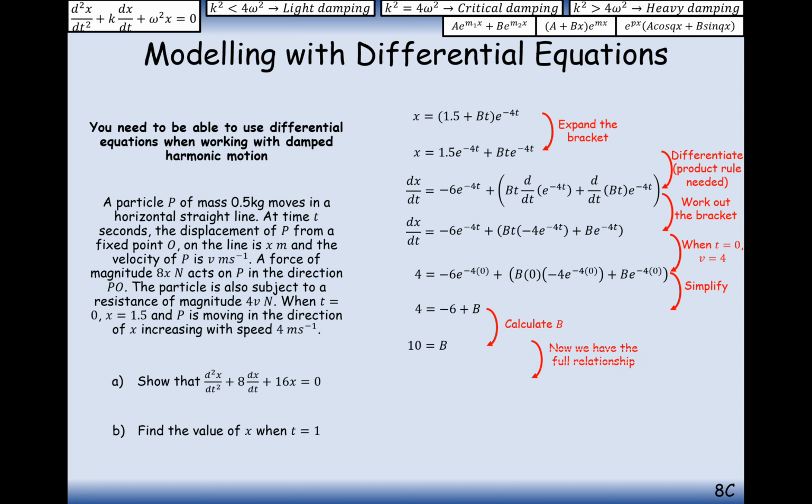So the final answer, well actually no, not the final answer, we now have the relationship for x in terms of t. It's 1.5 plus 10t, all times e to the minus 4t. So now we can find the value of x when t equals 1. Let's go ahead and substitute that in, and we get this expression here. And if we calculate that, it will be 0.211 to 3 significant figures. That's in meters.